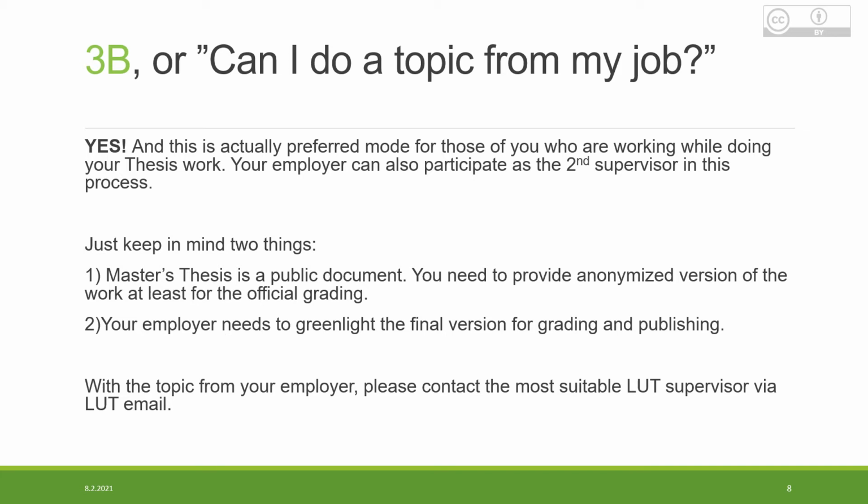Of course, if you get a topic from your employer or you have an interesting project that could be spun into a master's thesis topic, then you can simply find the most suitable LUT professor or thesis supervisor from the list provided on the Moodle pages, contact that person via email, and start discussions about this topic offered to you by your employer.